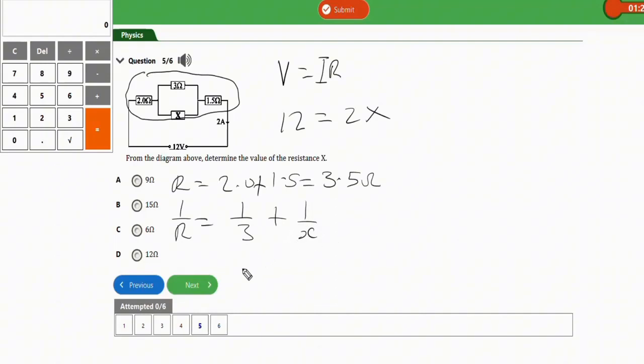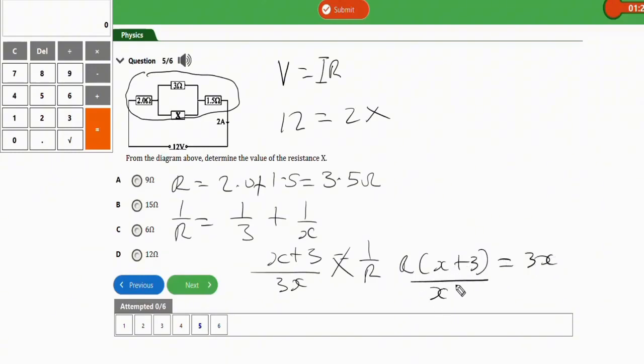Now let's get the LCM. LCM is 3x, 3 into 3x, we have x times 1, we have x plus x into 3x, we have 3 times 1 is 3. So this now equals 1 over r. When you cross multiply, you're going to have r in brackets x plus 3 equals 3x. Divide both sides by x plus 3. So the resistance in parallel is now this value.